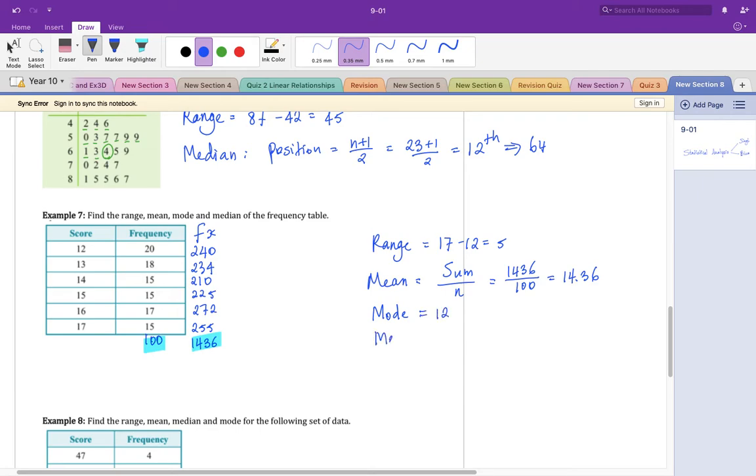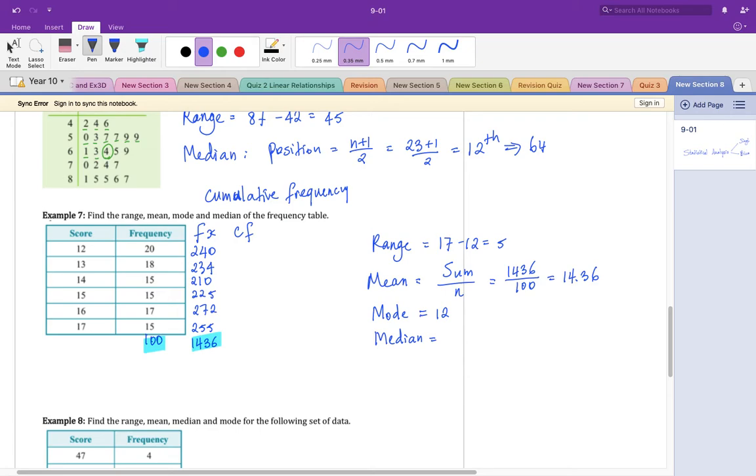Now for the median, to find a median in a frequency table, you need to add another column called cumulative frequency. So what's cumulative frequency? Cumulative means you're adding things up. So I'm going to write this down here. Cumulative. I think it's a U here. Yeah. So it means you're accumulating everything, right?